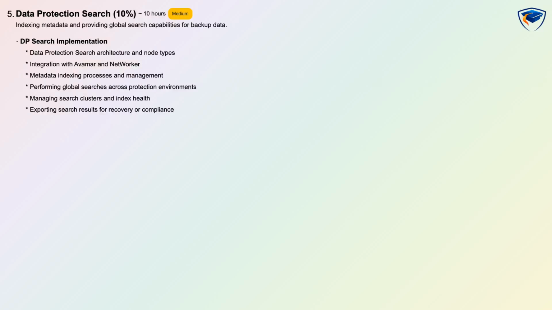Data Protection Search is 10% and centers on indexing metadata and providing global search capabilities for backup data. It is medium difficulty with an estimated 10 hours of study and conceptual plus scenario-based assessment tasks. Candidates will learn DP Search architecture and node types, how it integrates with Avamar and NetWorker, and how metadata indexing works and is maintained. You will practice performing global searches across protection environments, managing search clusters and index health, and exporting search results for recovery or compliance use cases.